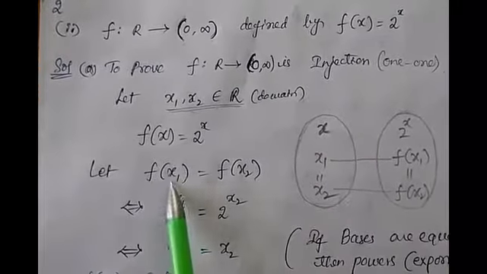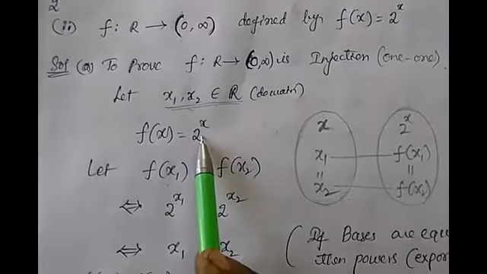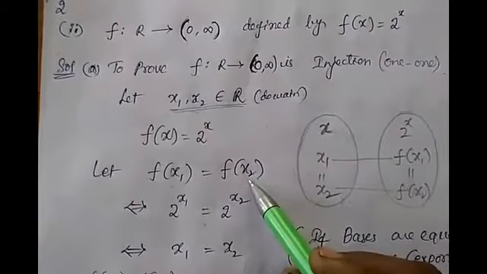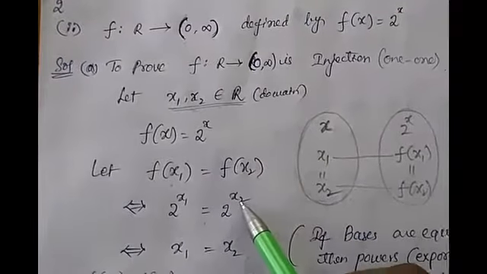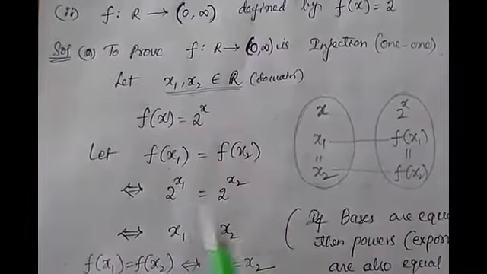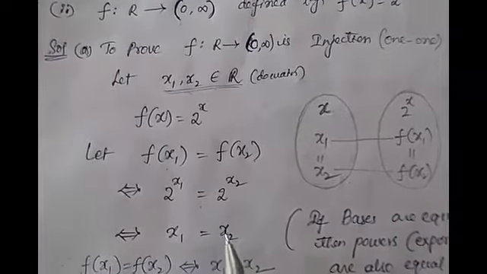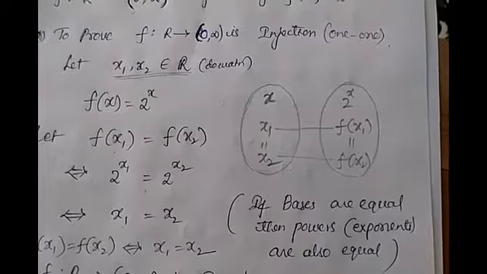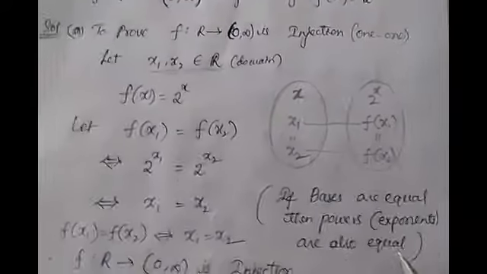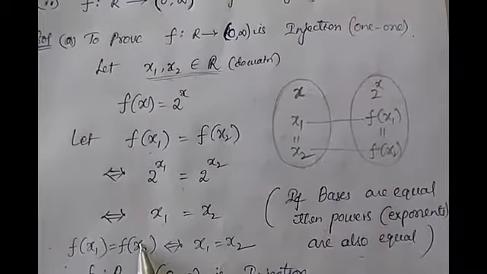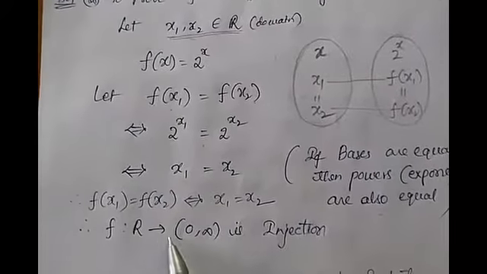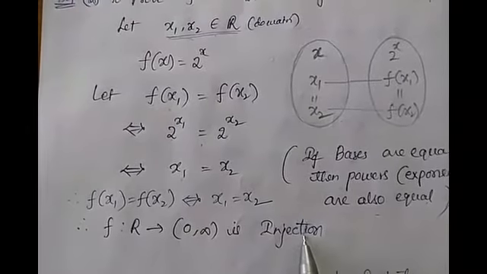What is f of x1? Substitute x1 value in the given function 2 power x. 2 power x means what? 2 power x1, which is equal to, substitute x2 value in x, then 2 power x2. That implies and is implied by x1 is equal to x2. Why this? Because if bases are equal, then the powers are equal by our law of exponents. You know that if bases are equal, then powers are also equal. Therefore, we proved that if images of any two elements are equal, then the elements are also equal. Therefore, f from R to 0 to infinity is an injection.